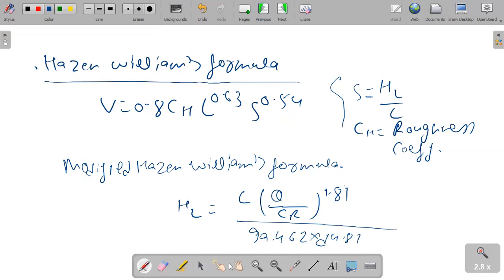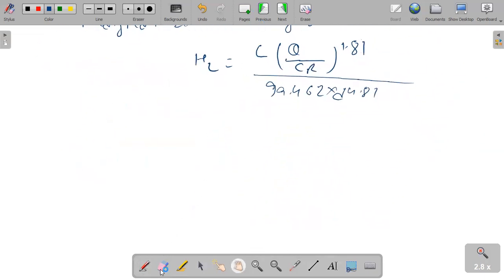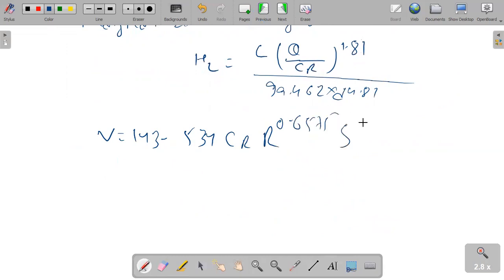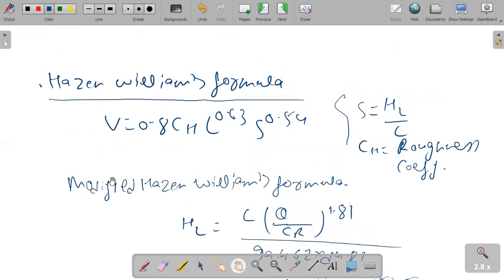In the form of V, you write it like this. If you put this value of HL there, you get V = 143.534 CR × R^0.6575 × S^0.5525. So remember these formulas. This will help you solve numericals. We directly put the values given in the numericals and get the values of V. So this is it for calculation of head loss.